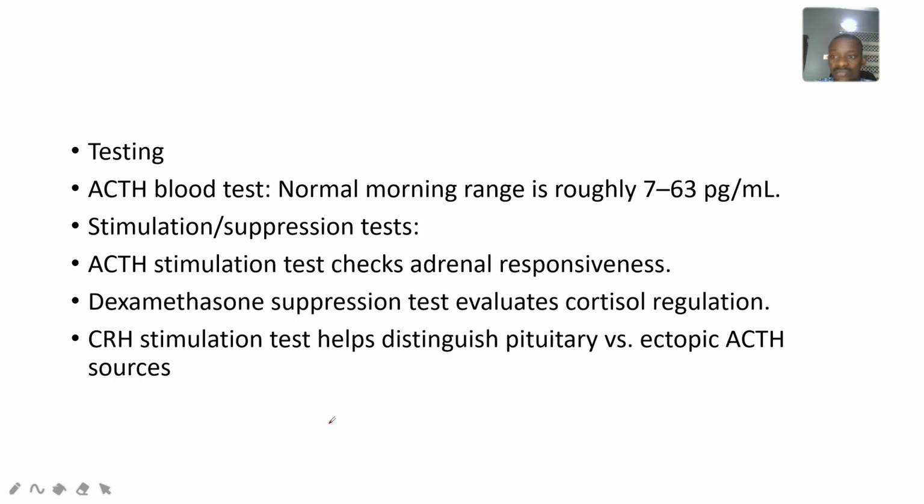You can do a blood test to check for the levels of adrenocorticotropic hormone, and the normal levels are roughly between 7 to 63 picograms per milliliter. Also stimulation or suppression tests. ACTH stimulation checks if you give ACTH, will the adrenal glands respond and produce cortisol. Suppression is where you suppress ACTH, will cortisol also be suppressed? All those tests we do to test for different conditions, and you don't have to worry. We'll come to all of them pretty soon.